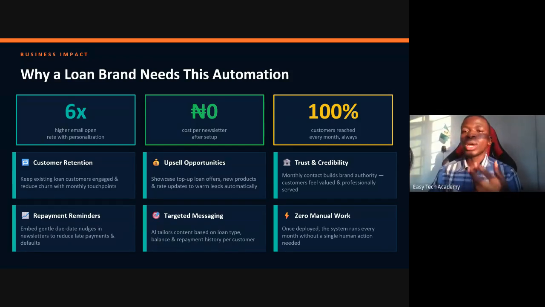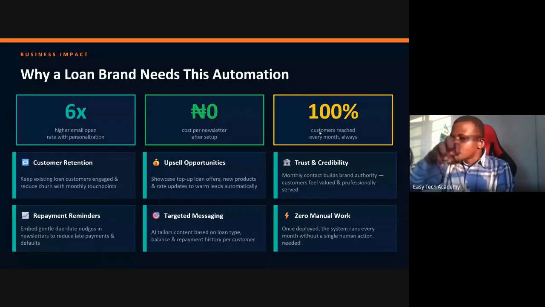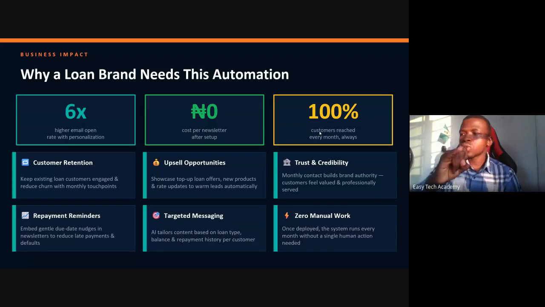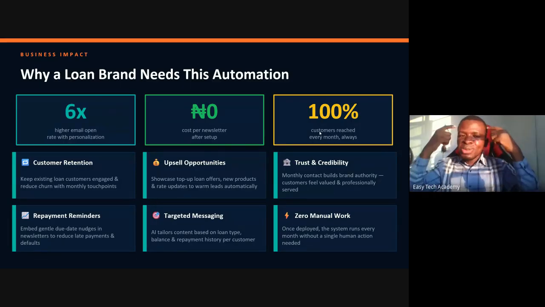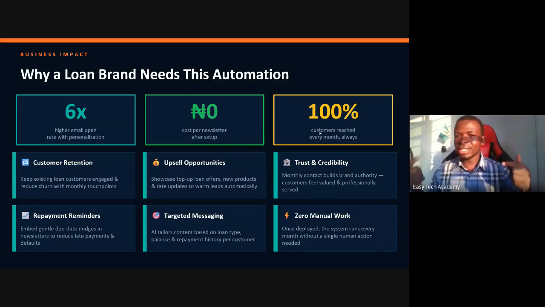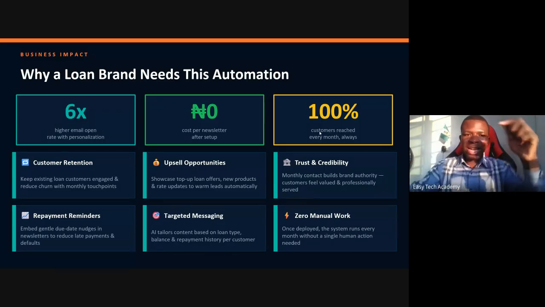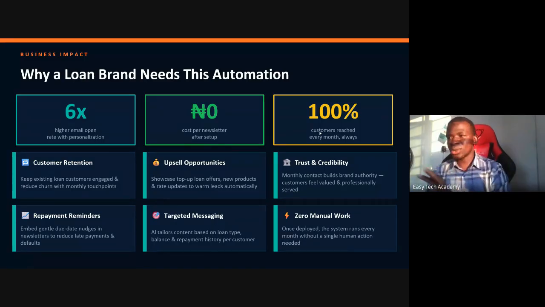Thank you so much. So we can see, number two, 100% customer reached every month. So now, why is this project important? Number one, customer retention. Assume you have customers and you don't reach out to them. But when you reach out to them, you put them in reminder. You keep existing customers. This project started on loans, but you can actually take it to other sectors. So you keep your customers engaged.